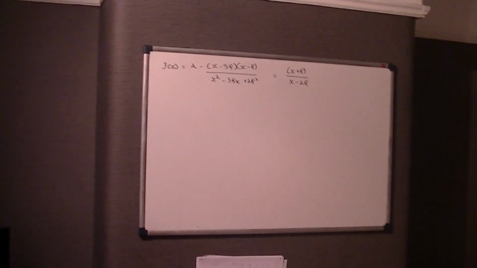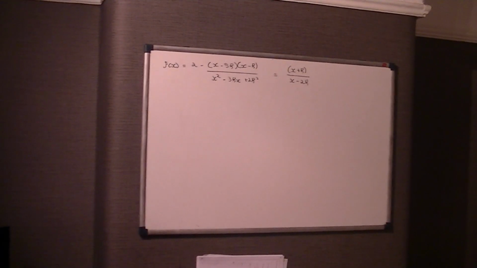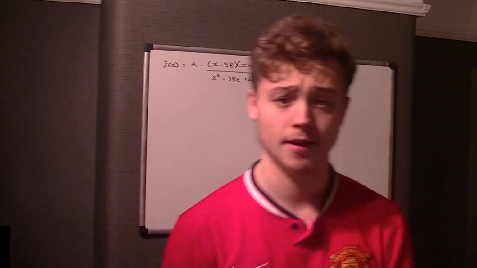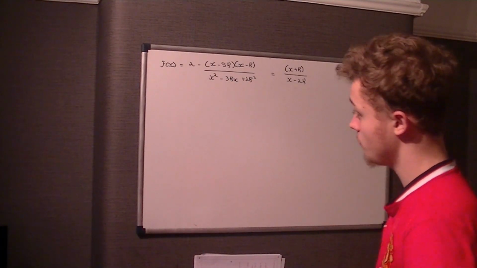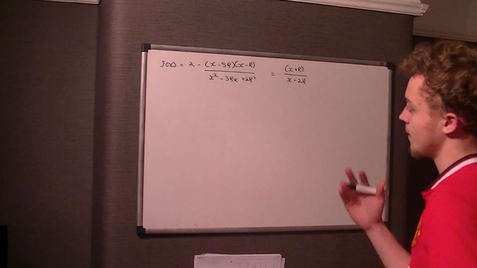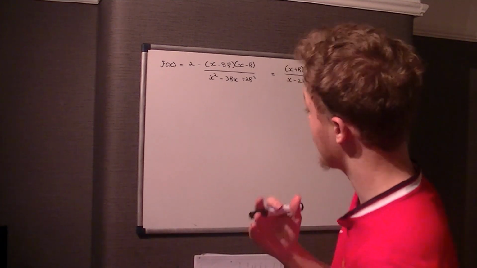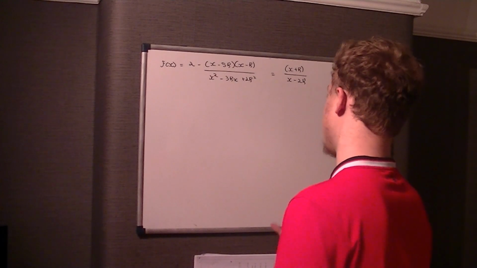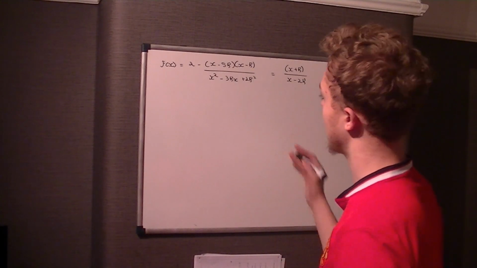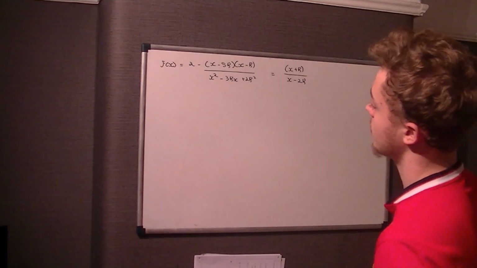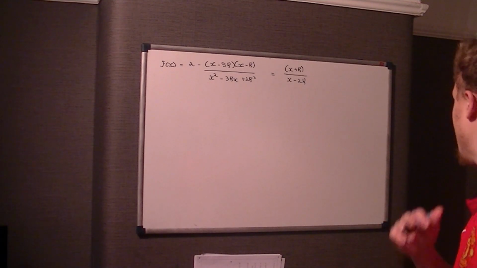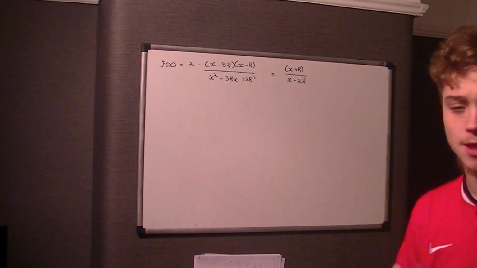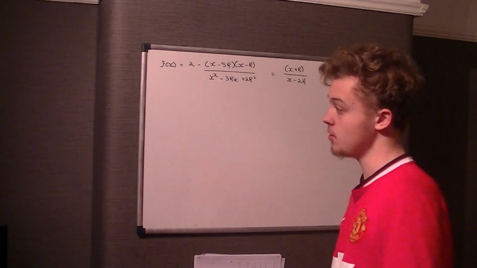Right, so this is the last question now. This is question number 9 for Edexcel C3 June 2015 past paper. Now, this question, the first part, we're told that the function f(x) is 2 take brackets x take 5k, brackets x take 6k over x squared take 3kx plus 2k squared. And we're asked to prove that it is equal to x plus k over x take 2k.